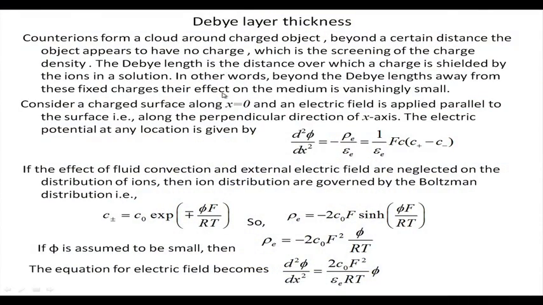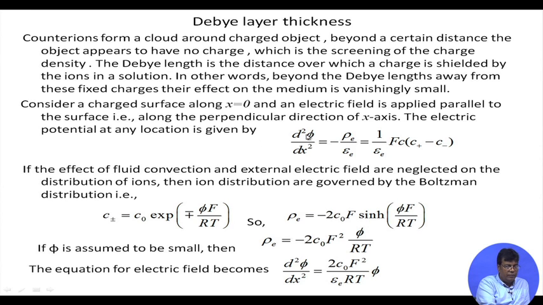So, what we can say is the Debye layer is such a length scale beyond which this charge density has no effect on the fluid. Okay. Now, Debye length is a distance. This is the way we can define it. The Debye length is the distance over which a charge is shielded by the ions in a solution. In other words, beyond the Debye length, away from the fixed charges, their effect on the medium is vanishingly small.